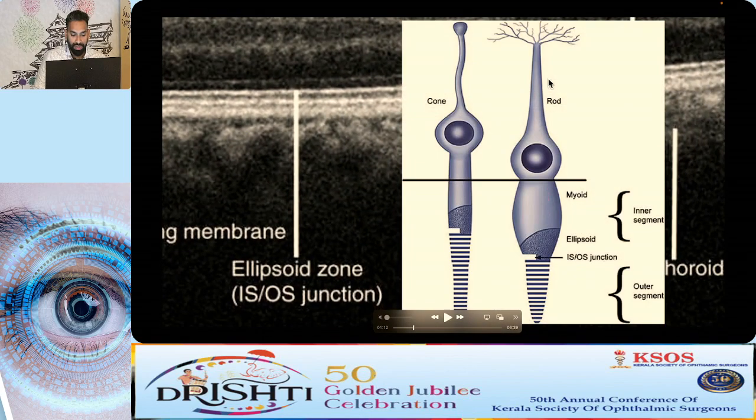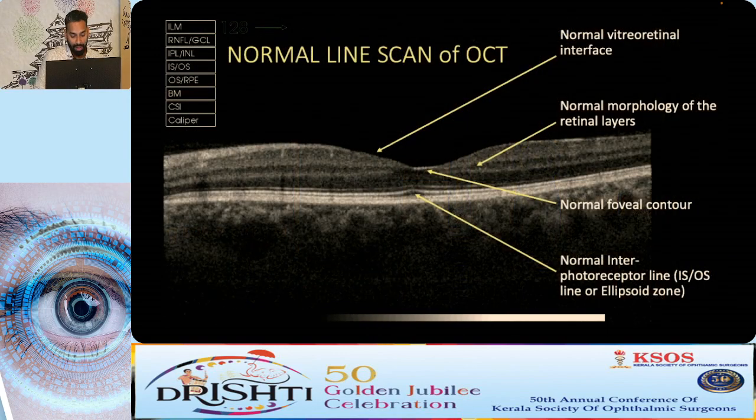And then we have this ISOS junction, which was previously named under the international nomenclature. This is basically the inner segment and outer segment of the photoreceptor layer, which is also being called the ellipsoid zone. The ellipsoid zone has a hyperreflective layer, mainly the mitochondria. What is a normal line scan of OCT? It has a normal vitreoretinal interface, normal retinal morphology, normal foveal contour, and normal interphotoreceptor layer, that is ISOS junction or ellipsoid junction.